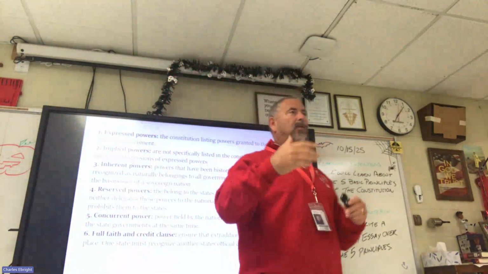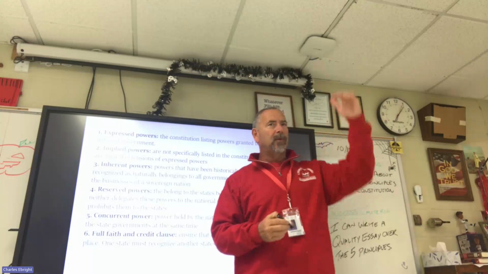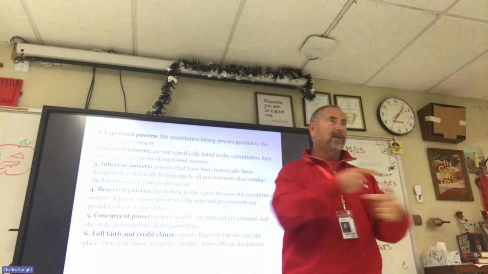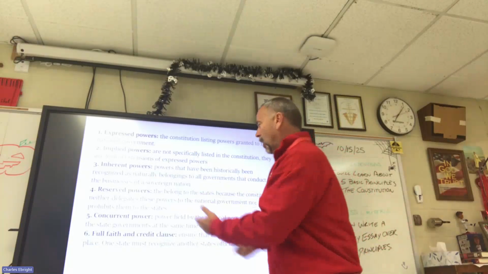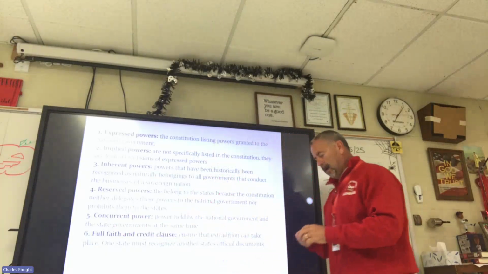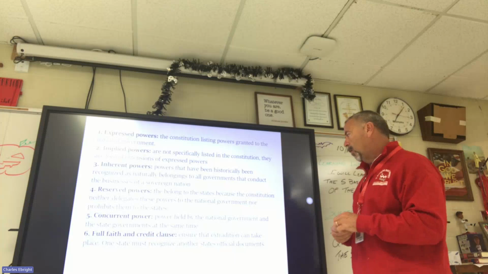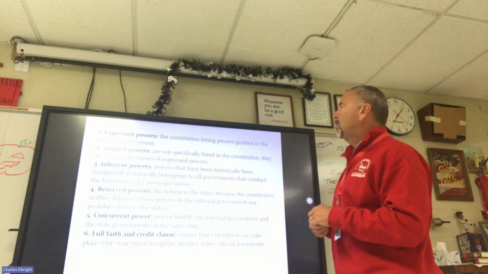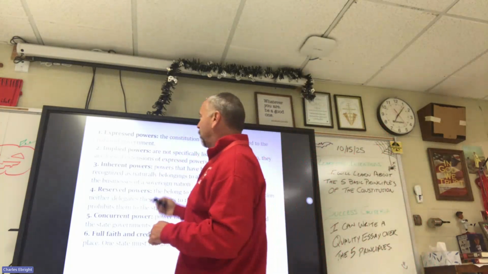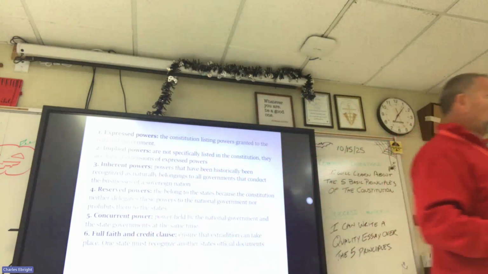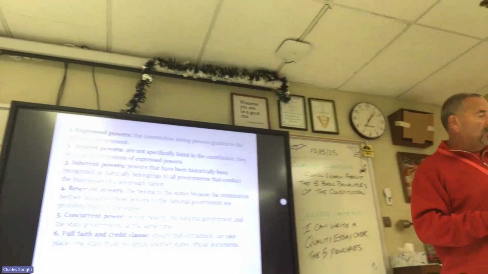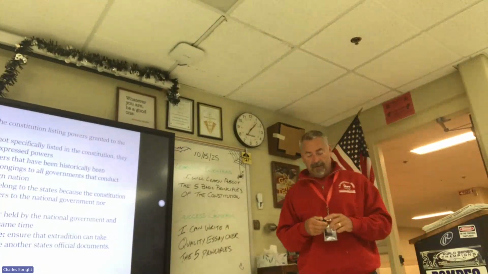The first three articles, remember, are the three branches. Article 4 is that relationship between states and the national government and between states. We talked about driver's license here. Full faith and credit: one state must recognize another state's official documents. So today we're going to talk about these types of powers. This is what your homework assignment is on page 60. If you go to page 60, at the very top, there's basically a definition.